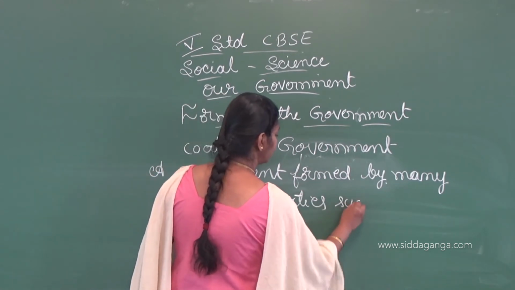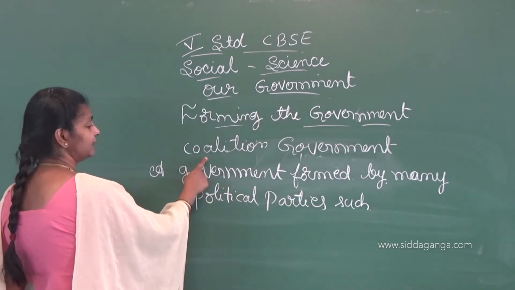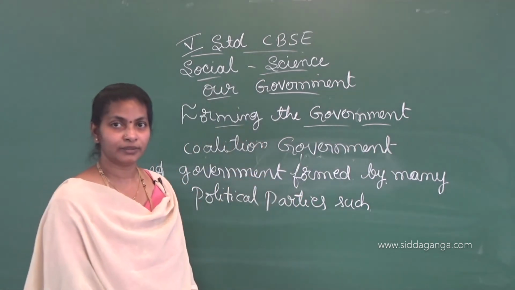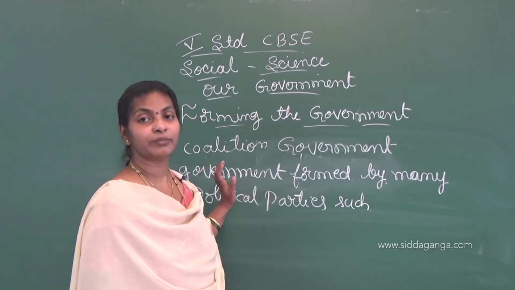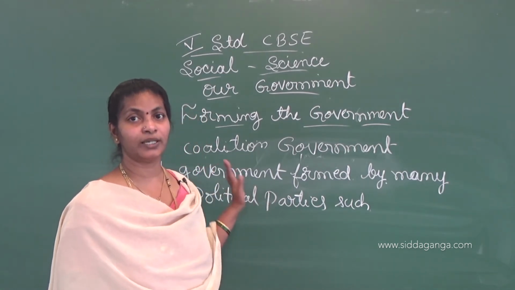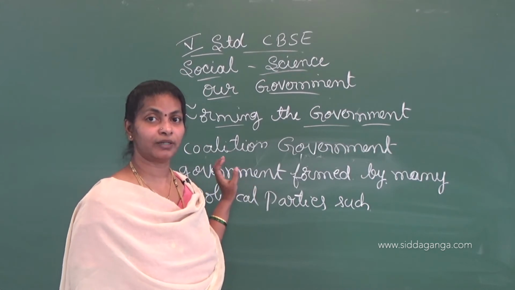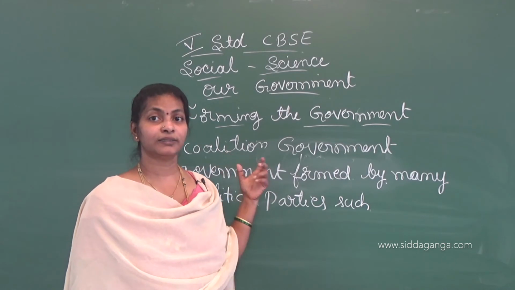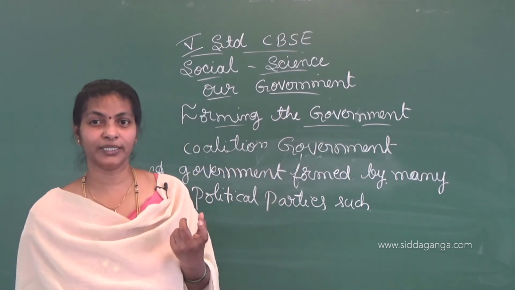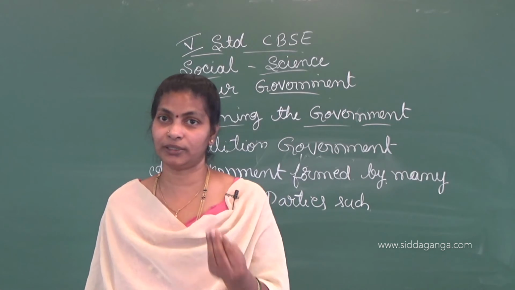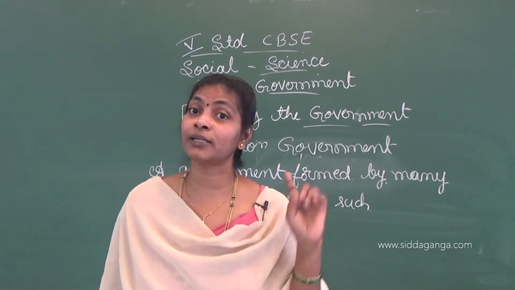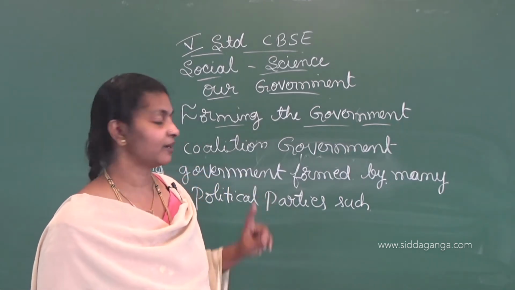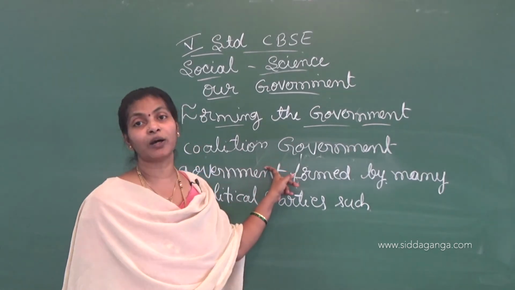Such type of government is called a Coalition Government. Under the situation, if any party did not get more than half of the number of members in parliament election, then some parties ally themselves, they join together, and they form the government. Such type of government is known as a Coalition Government.